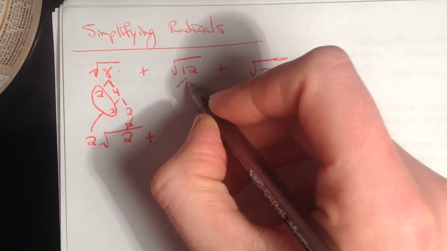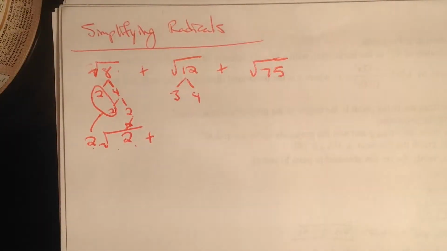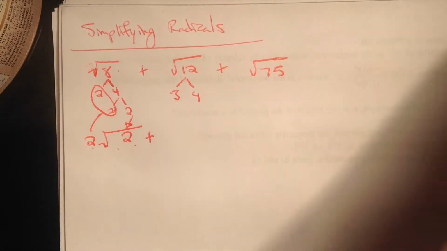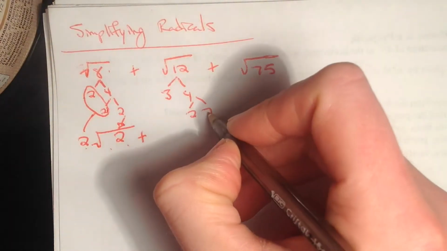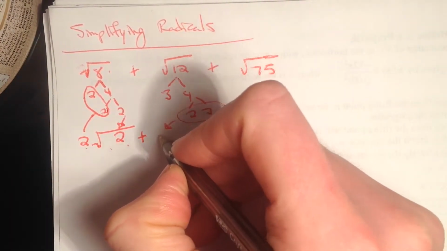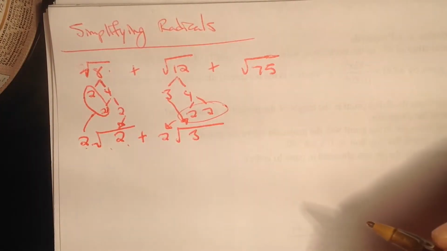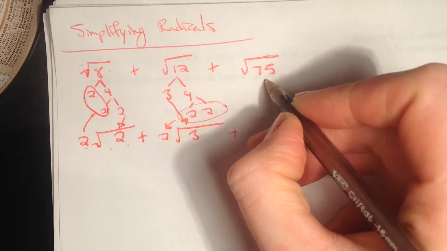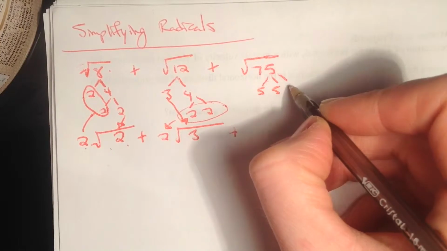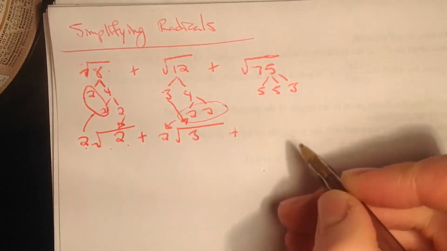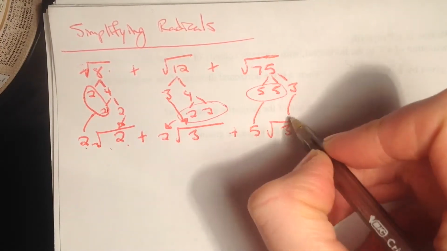Plus, let's break down 12 into our factor tree. Factor tree would be 3 times 4, and the 4 could break down even further into 2 times 2. Well, there are 2 2's, so 1 can come out front. The leftover 3 stays inside. Lastly, square root of 75 breaks down into 5, 5, and 3, because 25 and 3. 2 5's means 1 comes out front. The 3 stays underneath.